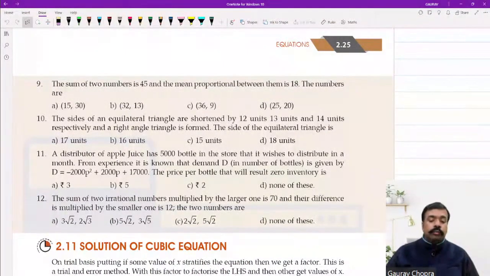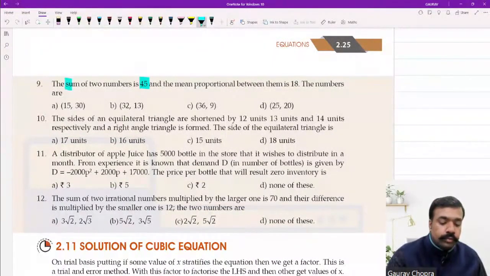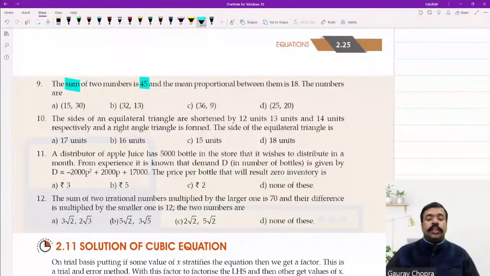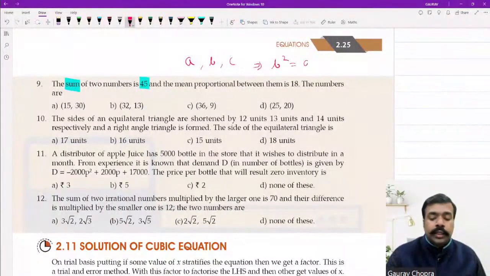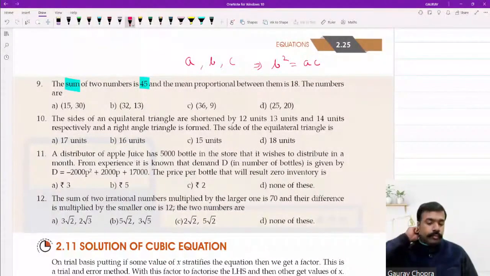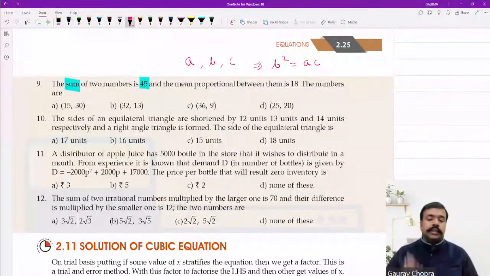The sum of the two numbers is 45. This is the first condition. And the mean proportional between them is 18. Mean proportional we already know. When we are talking about the three values A, B, and C, mean proportional means B square is equal to AC. This is the condition for mean proportional. So which one can be correct?